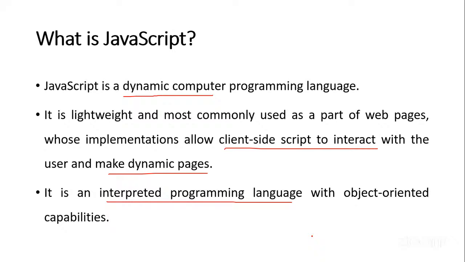We have three types of translators called compiler, interpreter, and assembler. In JavaScript, JavaScript uses an interpreter as a translator. When you write the program, with the help of the interpreter, the JavaScript code is translated into machine understandable format. As we are using an interpreter as a translator, that's why this JavaScript is also called an interpreted programming language.